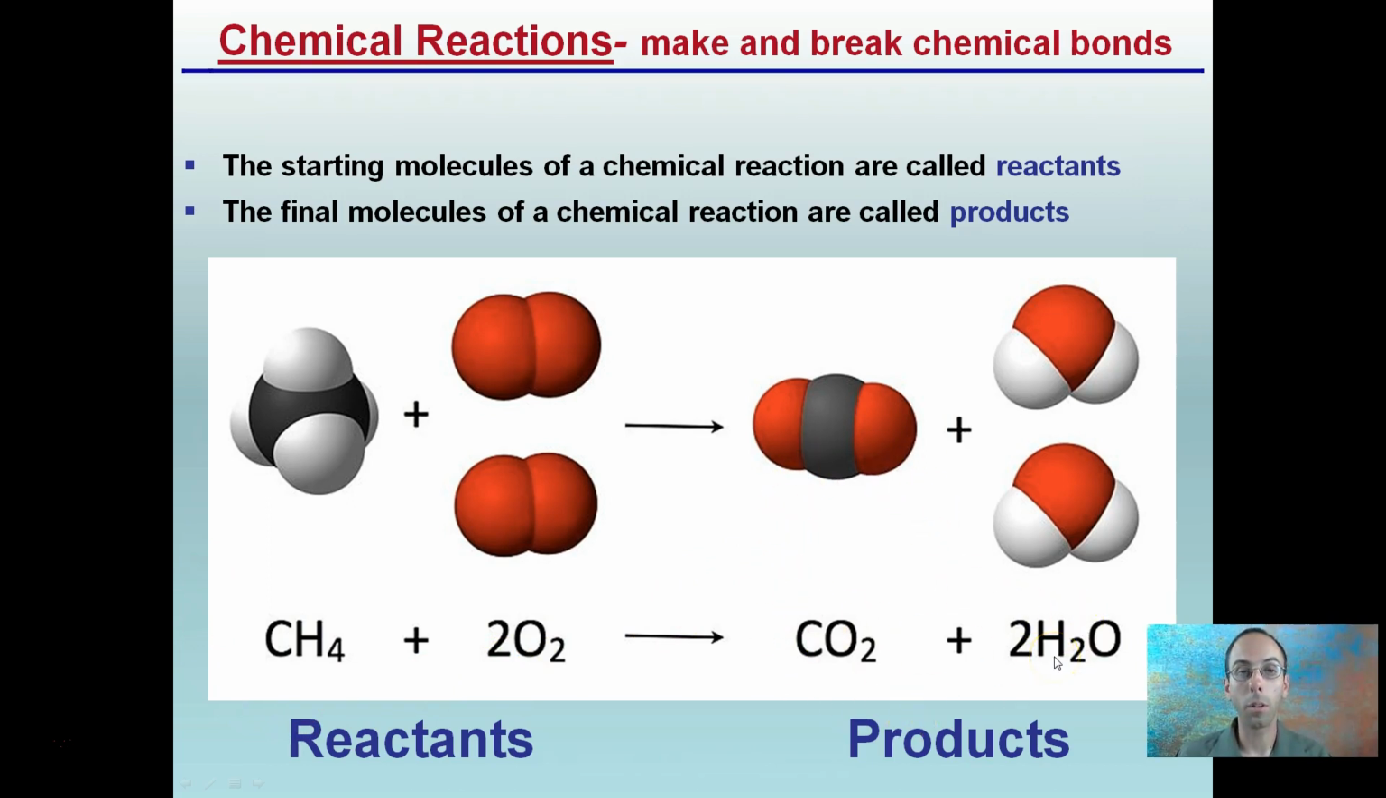Looking at our example here, the reactants are methane and oxygen gas, producing our products, which is carbon dioxide gas and water vapor. Make note of this: reactants to products has an arrow pointing in one direction.